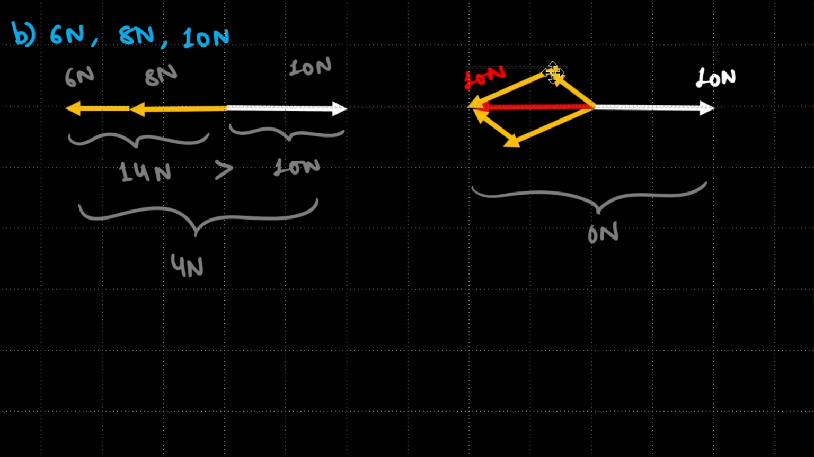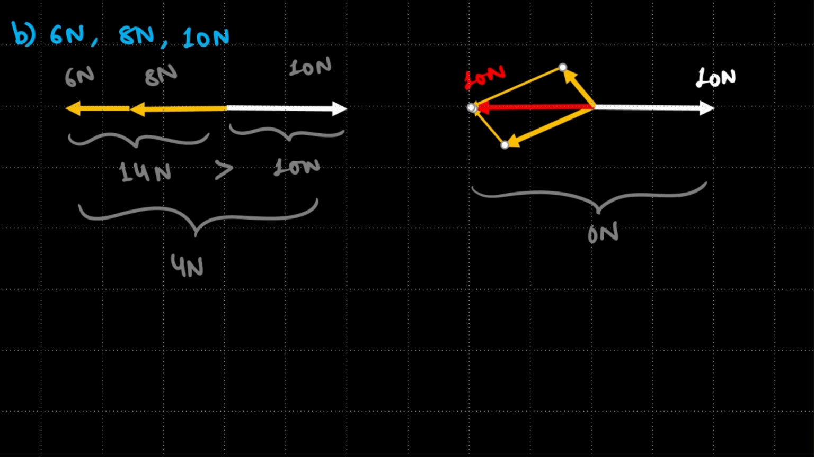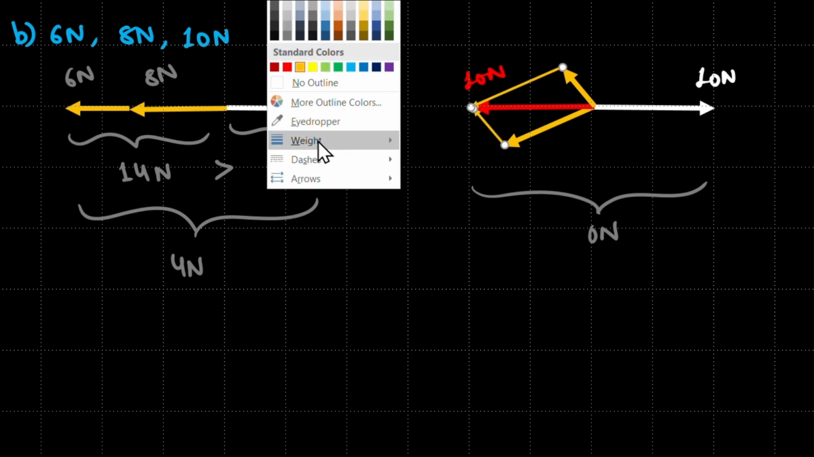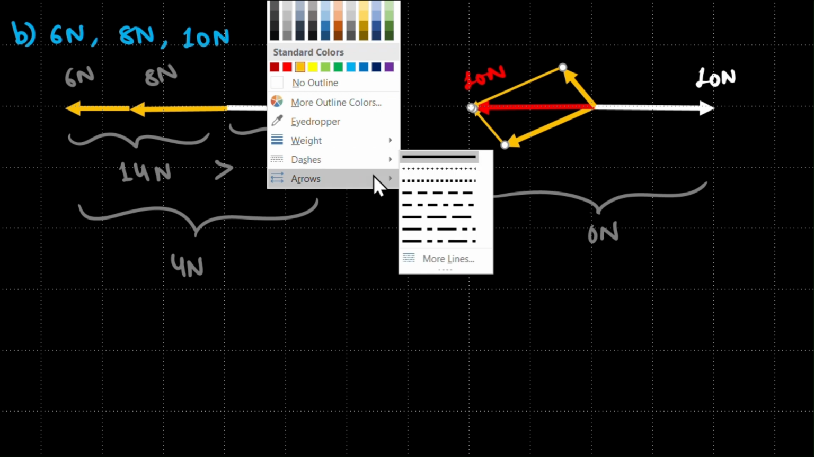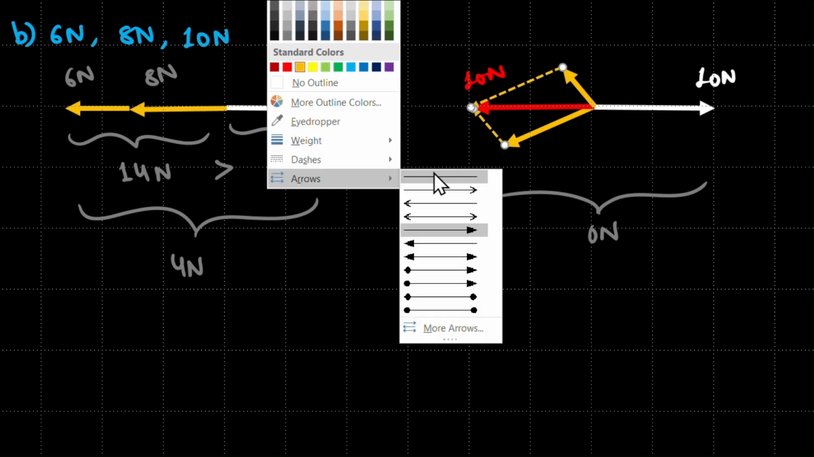Looks like it's not exactly matching, so let's move it over there, and let's move it like this. Let's see if it's parallel. Yep, it's parallel. And let's make these two lines, let's not make it arrows, let's make it dotted lines, and no arrows please.